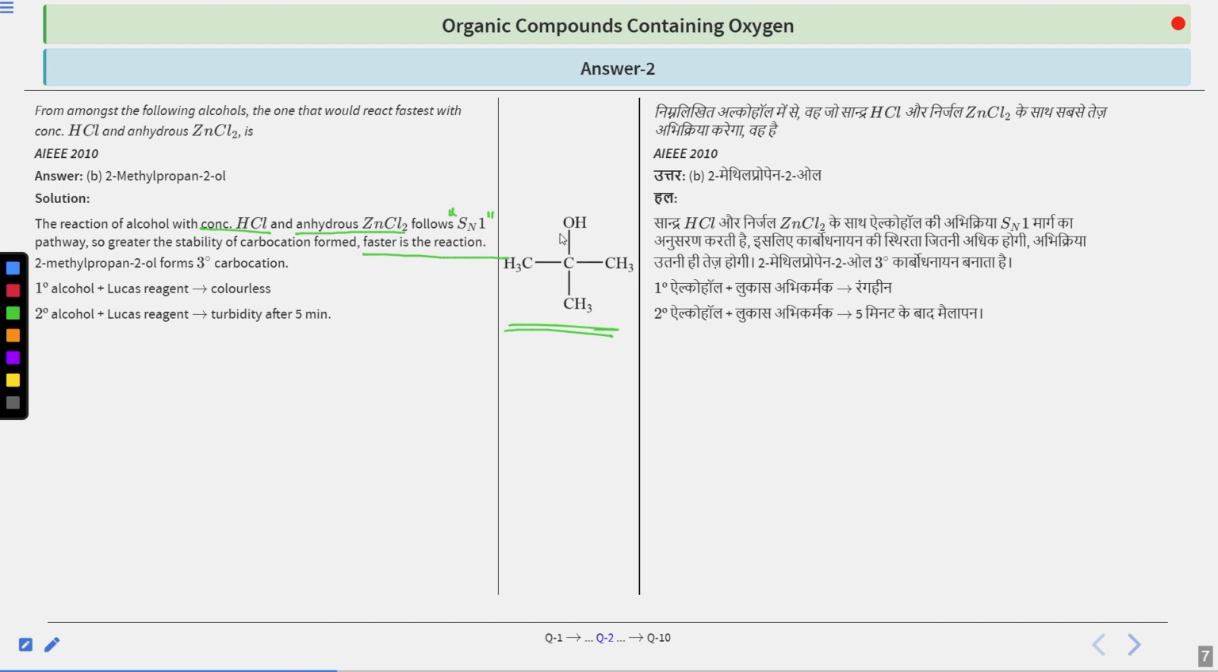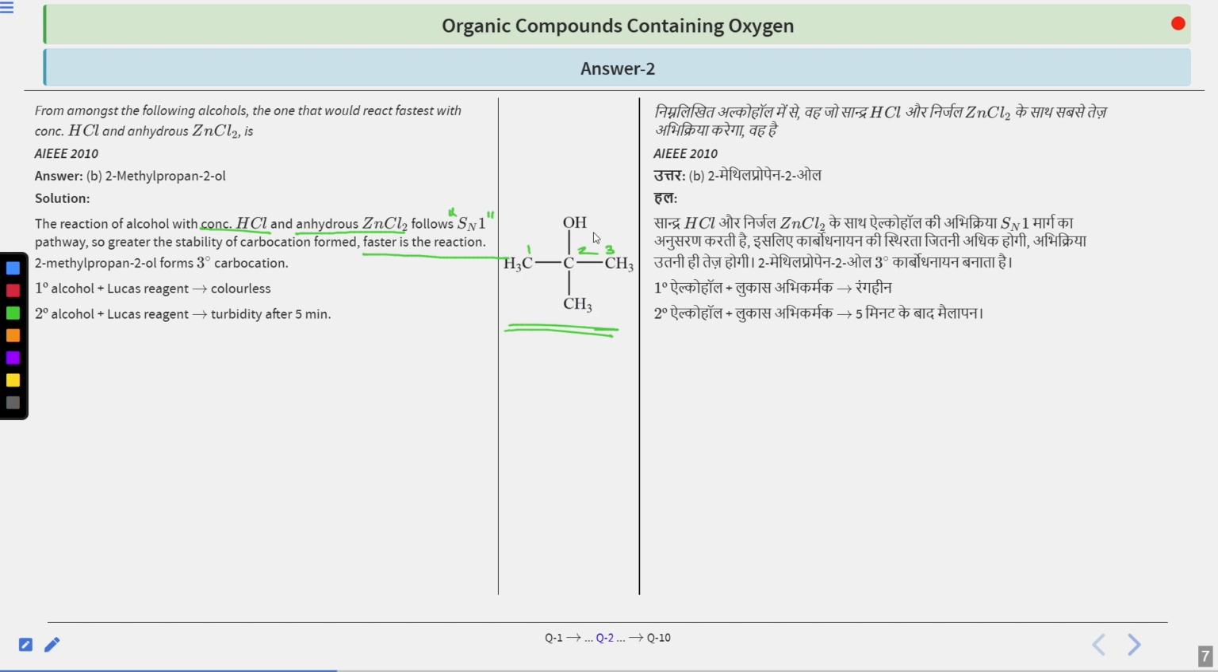Okay. The IUPAC name for this compound is, so 1, 2, 3. So 2-methylpropane, because we have a main chain which is CH3-C-CH3. At the second position we have OH and CH3 group. So 2-methylpropane-2-ol. Okay, so it forms a tertiary carbocation. You can see because the OH group is attached to the carbon which is directly bonded to 3 carbons, right?